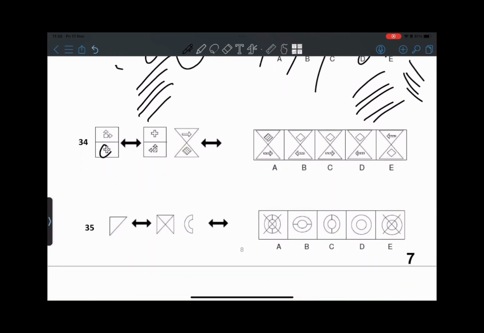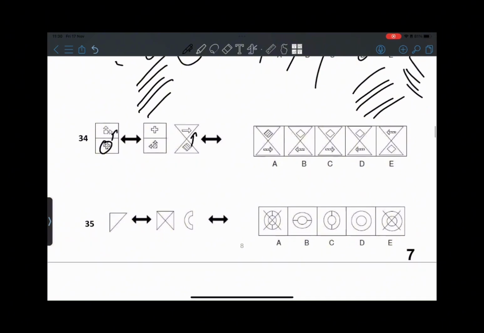Okay, so the plus goes to the top, square goes to the top then. The plus also changes to white, so square has to be white. This goes to the bottom and also flips direction. So these all have it at the bottom, so the arrow should go to the bottom and it should flip direction like that, so it can't be C.